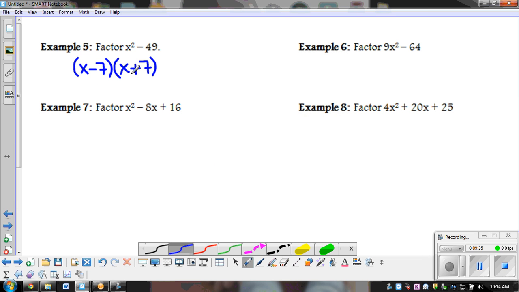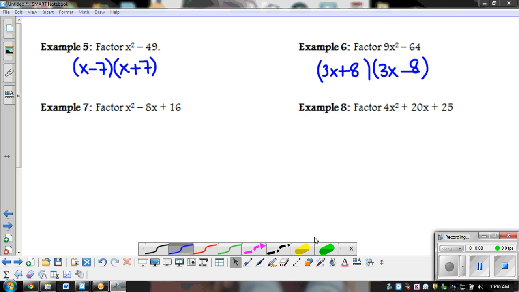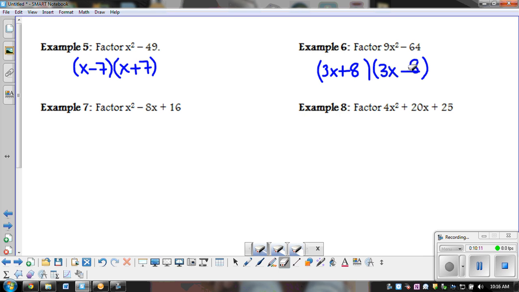That's it. For example 6, factor 9x squared minus 64. 9x squared is a perfect square, so is 64. So when we make our parentheses, the square root of 9x squared would be 3x, and the second one would be 3x as well in the front. And then the square root of 64 is 8. So you put an 8 at the end of both parentheses, and then 1 is plus and 1 is minus. All right, so 3x plus 8 and 3x minus 8. Again, it doesn't matter which one goes first, the plus or the minus, as long as you get them both.